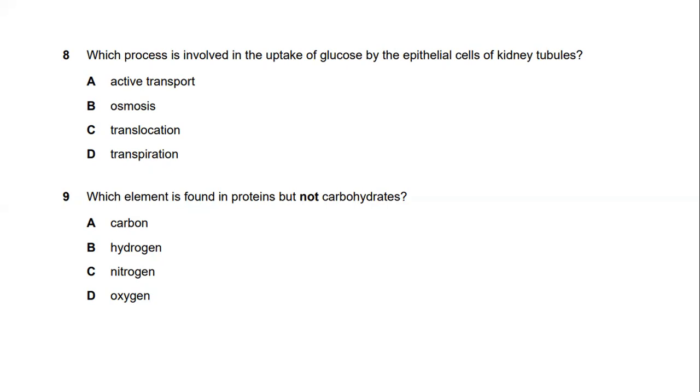And number 9, which element is found in protein? Okay, found in protein, but not in carbohydrate. What are the elements in the carbohydrate? Basically, you know that the elements in carbohydrates are carbon, hydrogen, and oxygen. What is left behind? Nitrogen. So nitrogen is the element found in protein. So the answer is C.